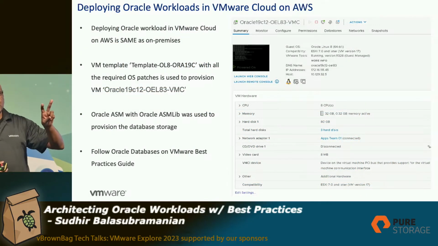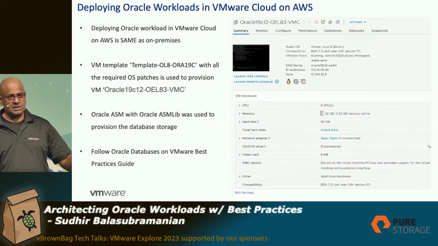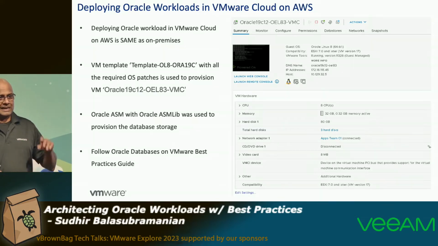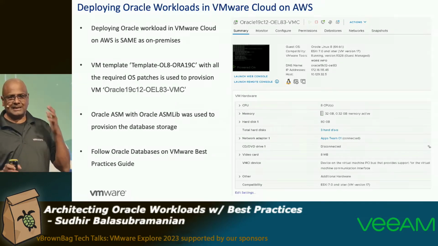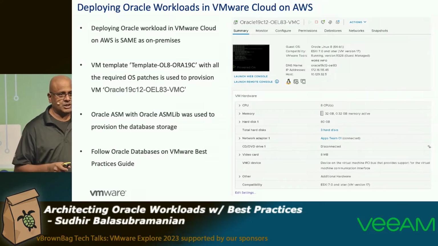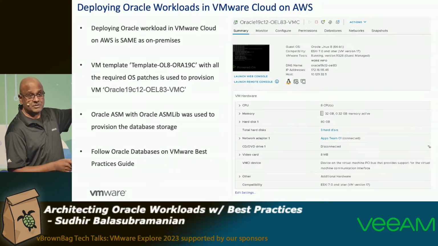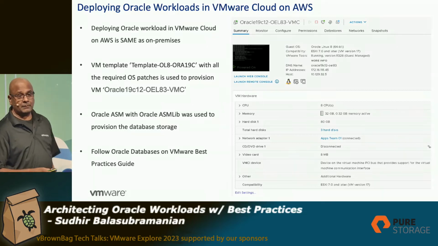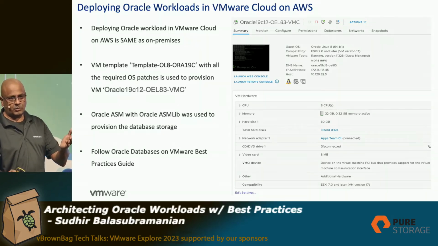So we have 2 use cases here, deploying workloads and migrating workloads. The reason why we're doing that is because I want to see, is there anything different I would do in the cloud than what I would do on-prem, right? So in the cloud on VMC, what we did was we deployed an Oracle workload, a single instance Oracle workload, a non-RAC, right?